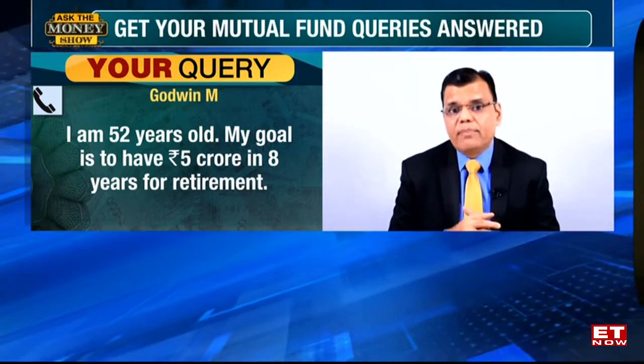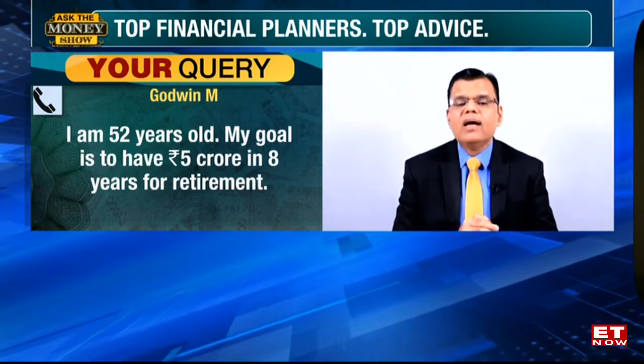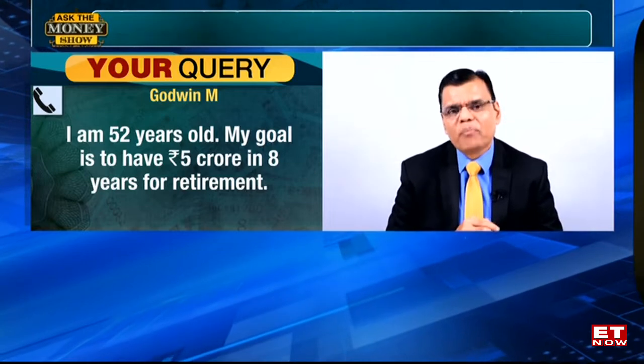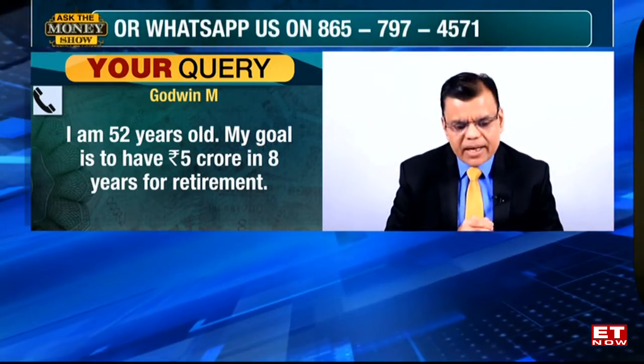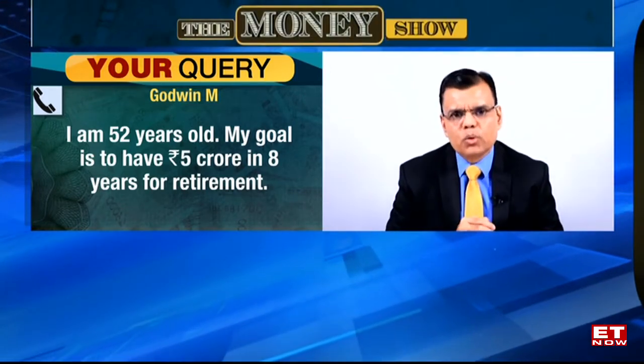You should at least increase to 3 times, means at least 1,50,000 to 2 lakh every month, then you can expect 5 crore, because the time horizon is not very long. See, the longer the period, it becomes easier because of the power of compounding. But here in 8 years, you want to accumulate 5 crore rupees. So your monthly SIP has to go up.